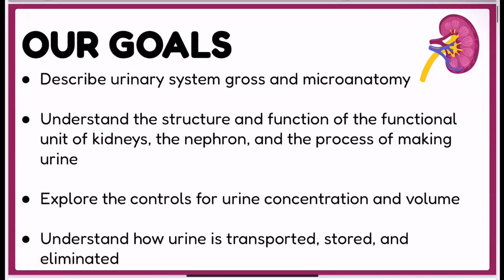Our goals for this lecture series are to talk about the urinary system. So we're going to talk about gross anatomy, microanatomy, but we also want to understand the structure and the function of the nephron. The nephron is the functional unit of the kidneys, the thing that does the kidney's job. And we're going to talk about the process of making urine. We're also going to talk about the controls for urine, how concentrated it is, how much there is. We'll talk about that. And then lastly, we'll understand how urine is transported, how it's stored, and how we eliminate it.